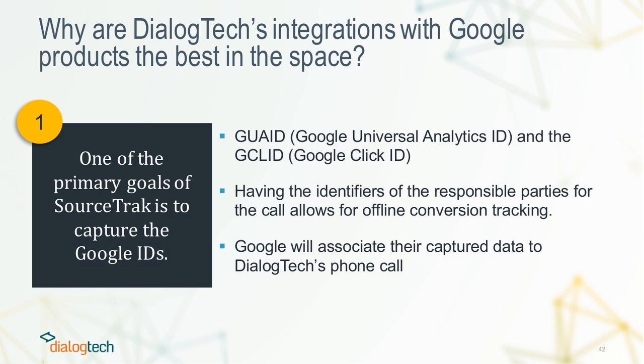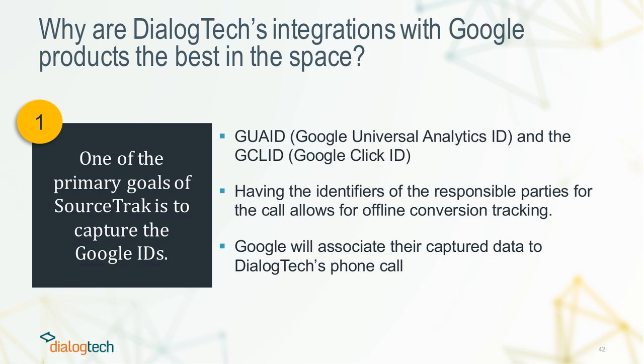So the first thing that I want to discuss is why DialogTech's integrations with Google products are the best in the space. When utilizing DialogTech's DNI application, which is called SourceTrack, one of the primary goals of SourceTrack is to make sure we capture the Google IDs for both Universal Analytics as well as AdWords. The Google Universal Analytics ID is technically called the UAID. This identifier has just about every piece of information a marketer could need about the visitor, while Google AdWords provides a click ID, otherwise known as the GCLID.